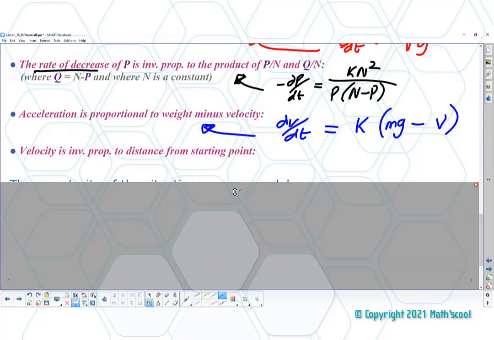Velocity is inversely proportional to distance from starting point. Good. ds by dt equals k over s. What does s stand for? Displacement, and that's the same as distance from starting point.